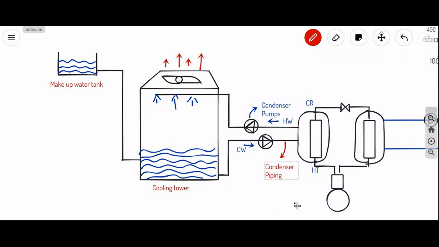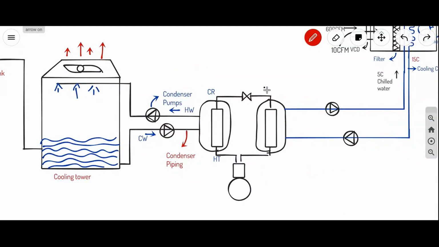Condenser piping. Now, coming to the condenser piping के बाद cold refrigerant will enter into the expansion valve and will become chilled refrigerant. What happened? It becomes a chilled refrigerant. Now, as it is chilled refrigerant, now in this piping already water is charged. We have charged the water.